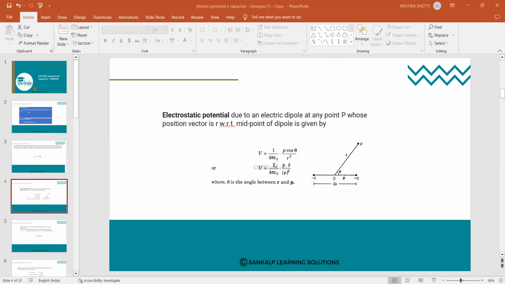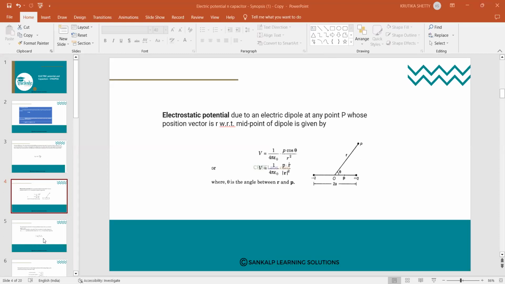For the dipole it is 1 upon 4 pi epsilon naught P cos theta divided by R square. P is the dipole moment here. Theta is the angle between the arbitrary point and the dipole, and R is the distance. In vector form the same equation is written as 1 upon 4 pi epsilon naught P dot R upon R square. So this is the electrostatic potential due to an electric dipole.